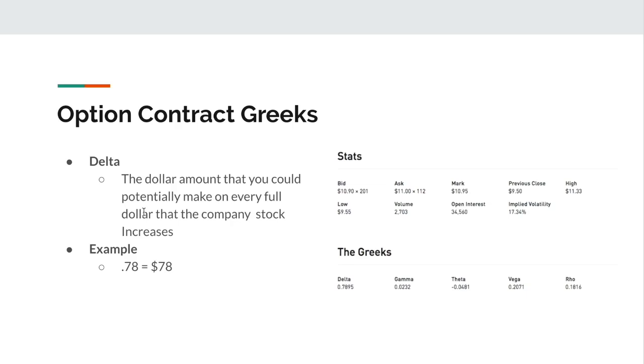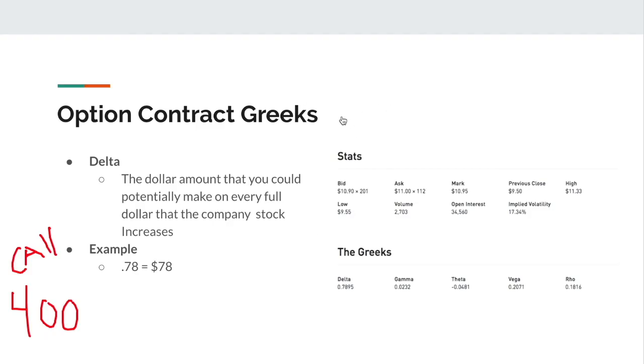So the first option Greek that we're going to go over is delta. Delta is the dollar amount that you could potentially make on every full dollar that the stock increases. So for example, let's say you paid $400 for a stock call option. So this is a call option, okay? And let me write this out for you. Sorry, it doesn't look that good. So you paid $400 for a call option on a stock, and you want to know how much you can potentially make if the stock moves up, towards the direction in which you placed.